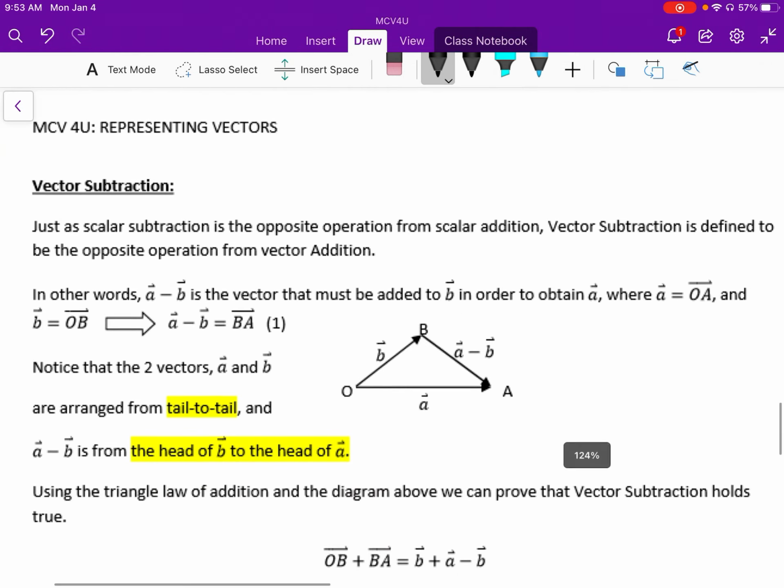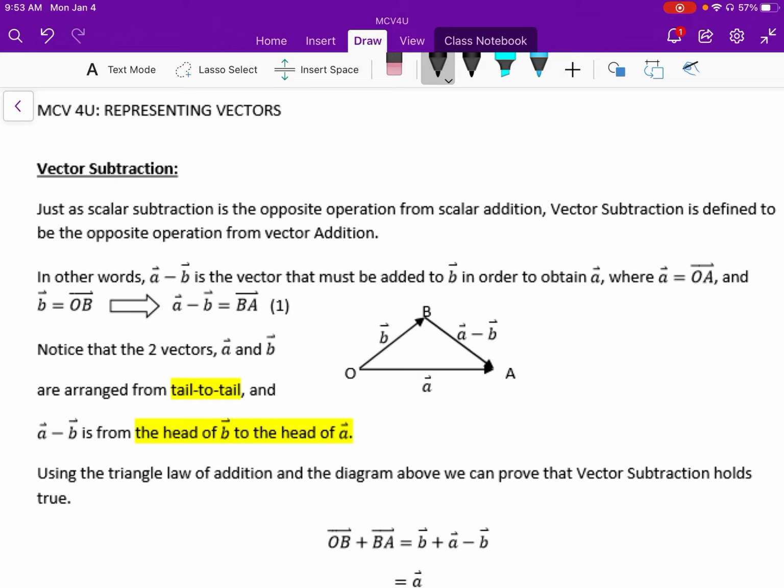What is the opposite, right? Vector subtraction is the opposite operation from vector addition. It's set up the same way as scalar addition and subtraction are. They're opposites. If we take a look at this diagram, you can see that we are adding a specific vector, in this case the a minus b vector, to b in order to obtain this a, which is kind of backwards, a roundabout way. But if we look at the adding from OB down B to A, you can see you end up with the resultant vector OA.